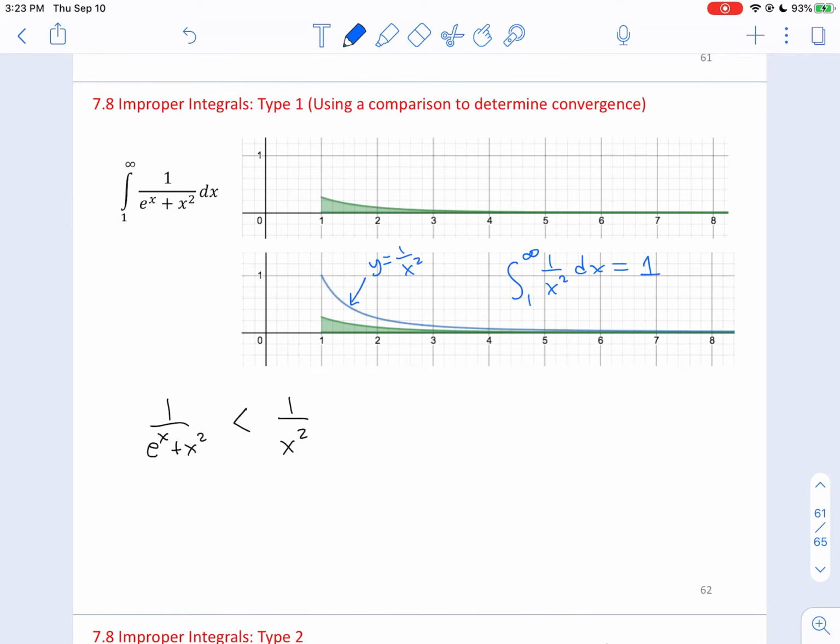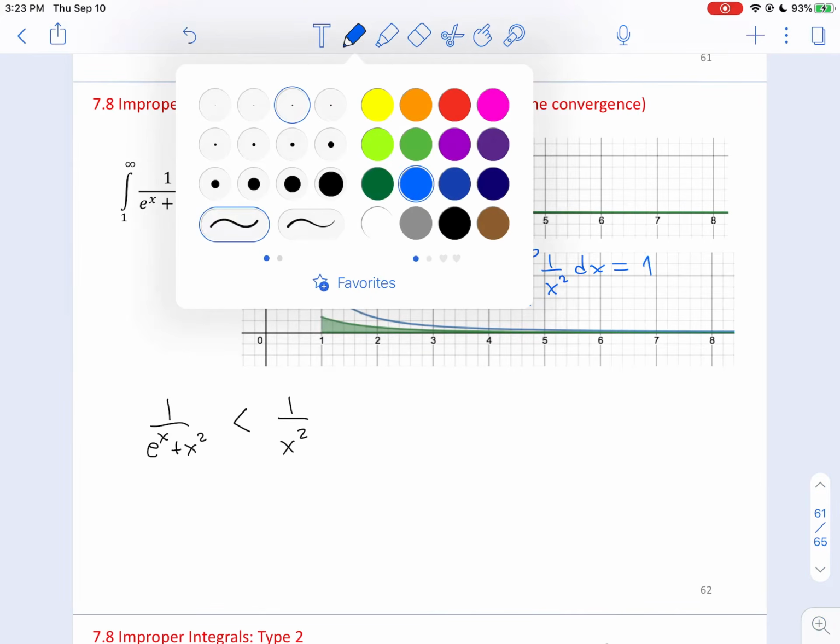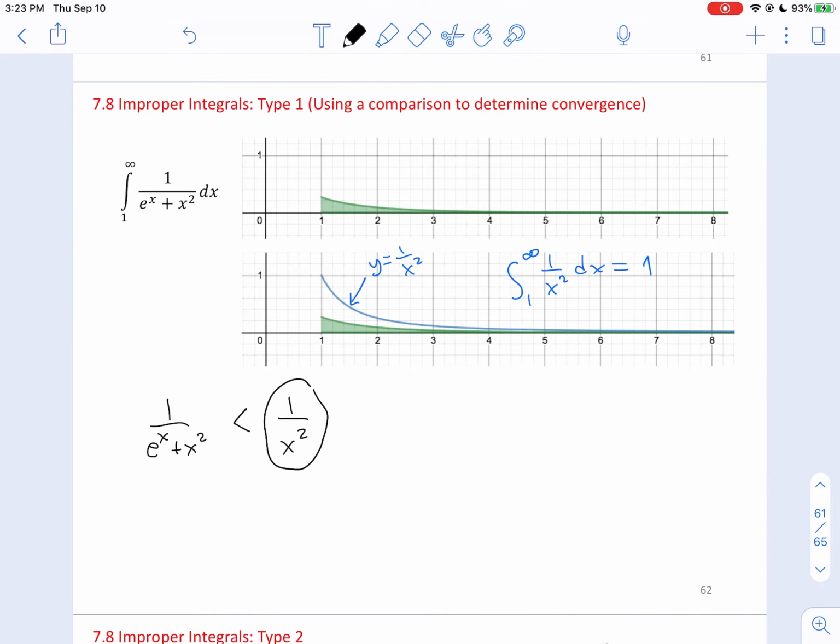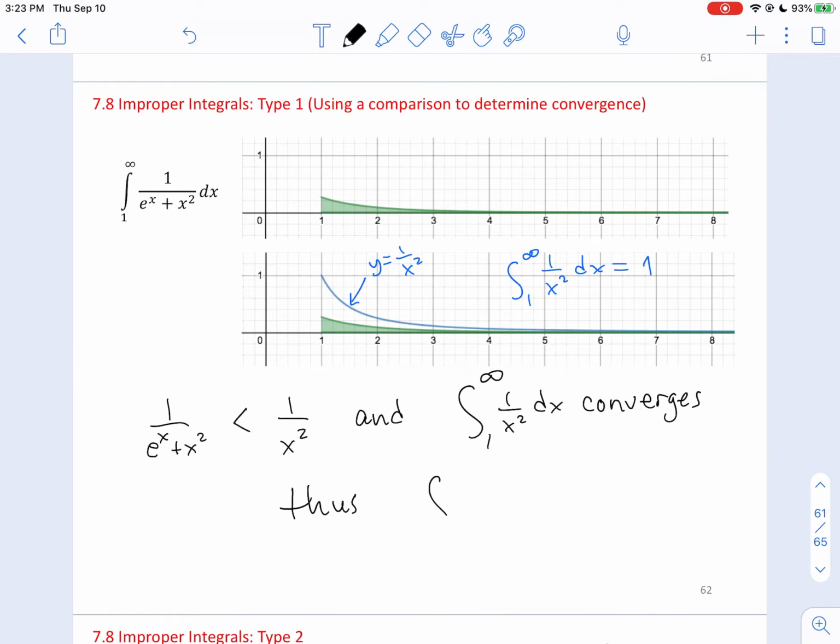So the area under the blue is 1. In other words, it's finite. And the green curve is underneath it. It's contained within it. So what we can do, because of our comparison, we found a larger function whose area underneath it is finite, or converges. Thus, we can conclude that the amount of area underneath the smaller curve converges too.